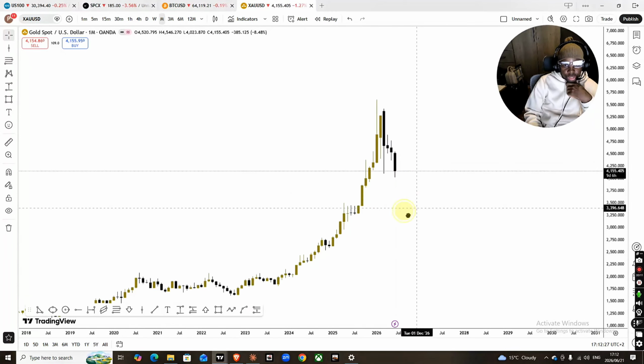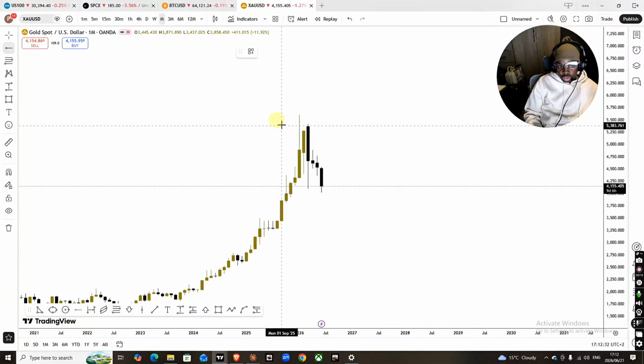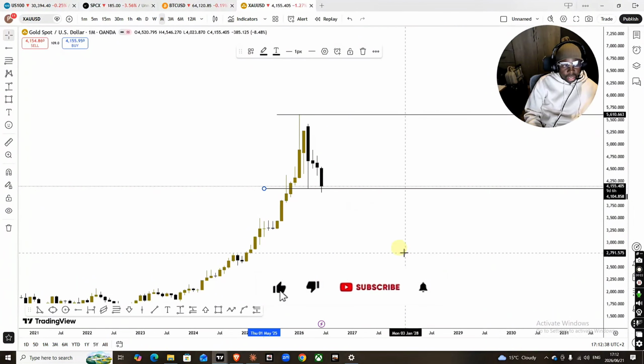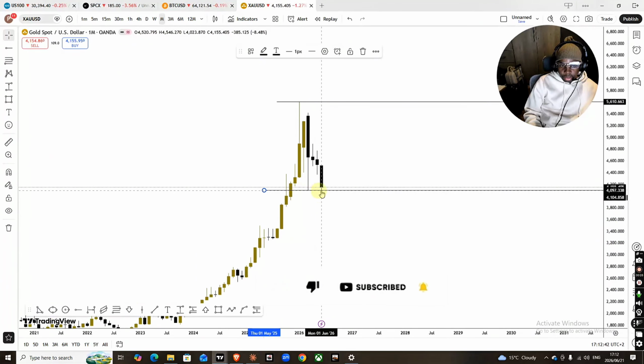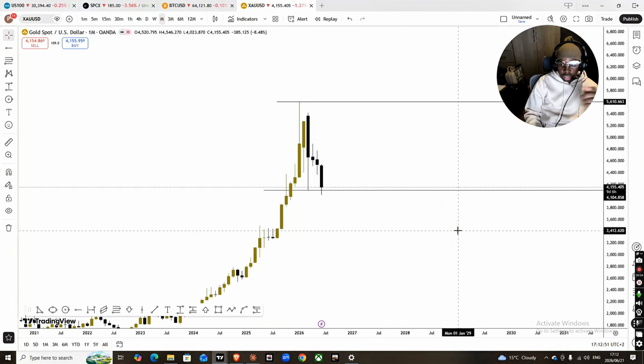Right? So yeah, this is gold monthly time frame. We'll just keep it simple and straightforward. I'll mark the major high 5,600 and I'll mark this monthly low there at 4,100. As you can see, the current monthly candle is still above that zone. So that's our monthly support right there at 4,100.